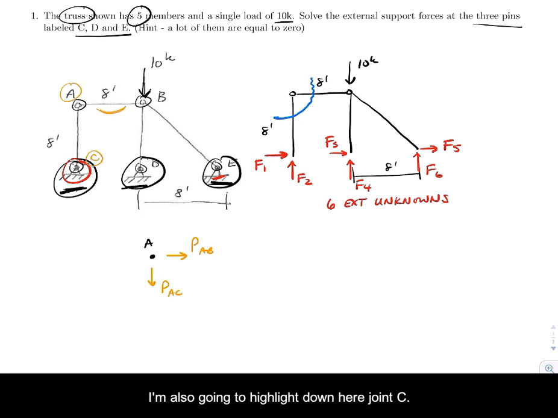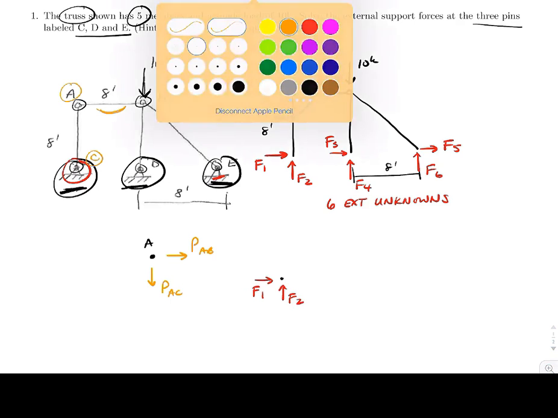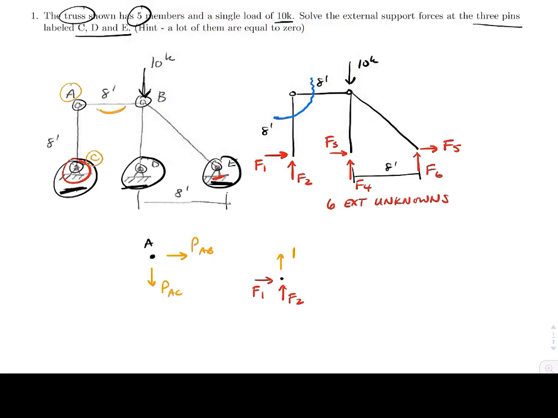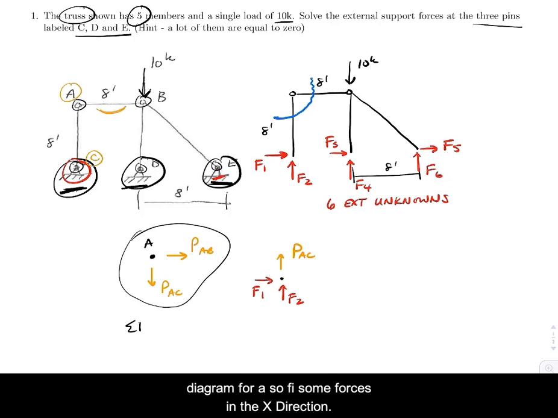So I'm also going to highlight down here joint C, which has F1, F2, and then also I'm going to draw it in tension, the internal axial force in member AC. So we're going to start over here with the free body diagram for A. So if I sum forces in the X direction, I'm going to go ahead and call positive to the right. That's going to tell me that PAB, and that's the only force in the X direction, is equal to 0.